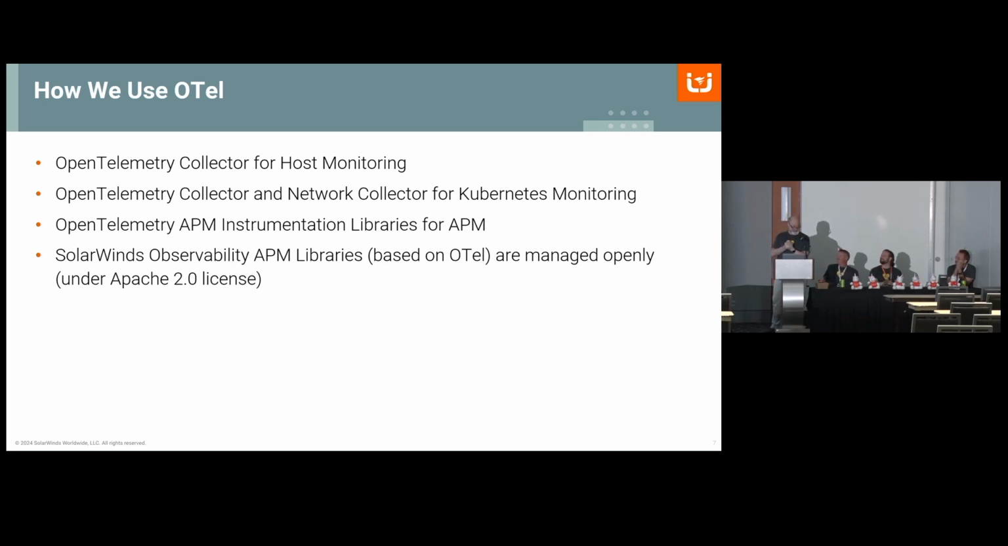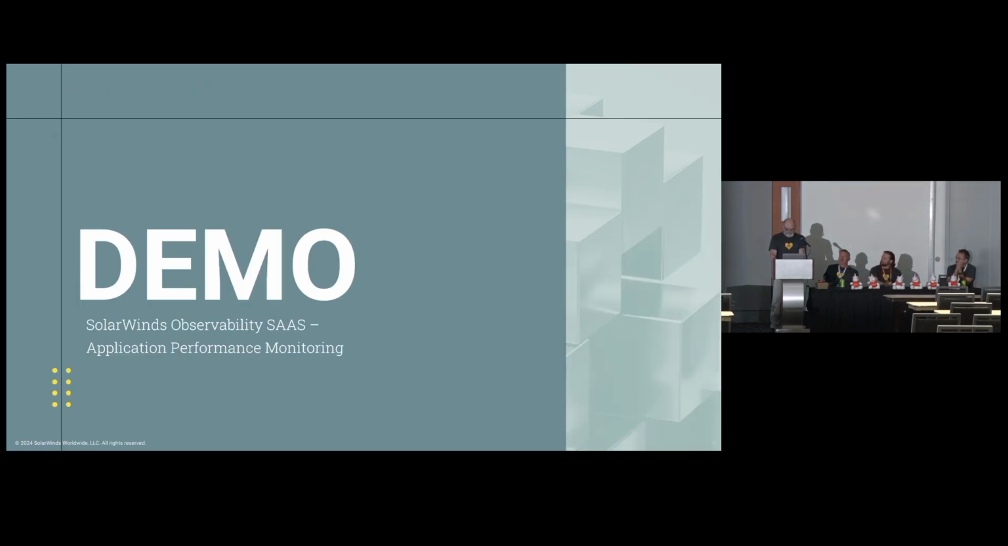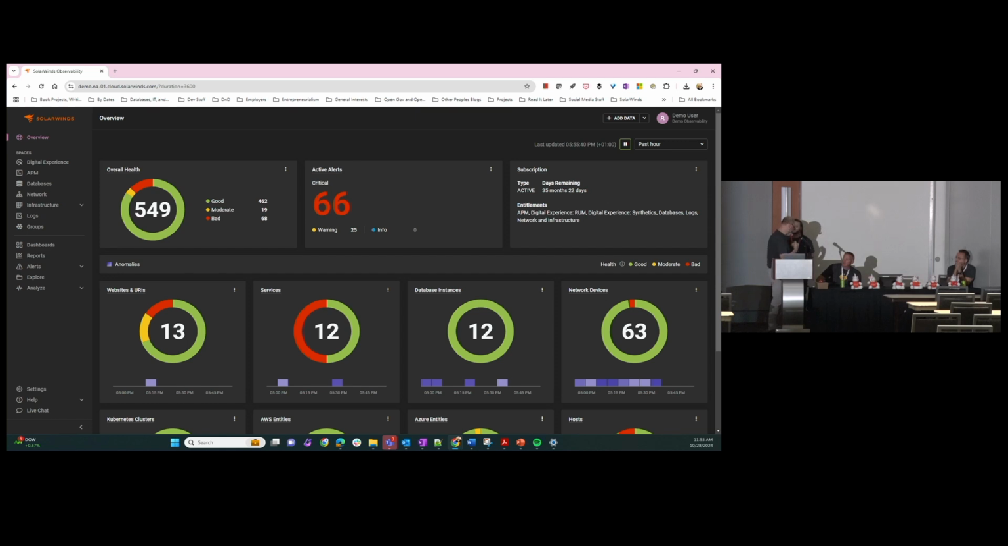OpenTelemetry for APM, so application performance monitoring, which we're going to show you a demo of in just a minute. And then APM libraries. So a lot of good work that we take advantage of and you can take advantage of too. So I'm going to hand it over now to Bradley, and Brad's going to show us a little bit about the way that the SolarWinds observability works and keeps an eye on both your applications and their interactions with the back end.